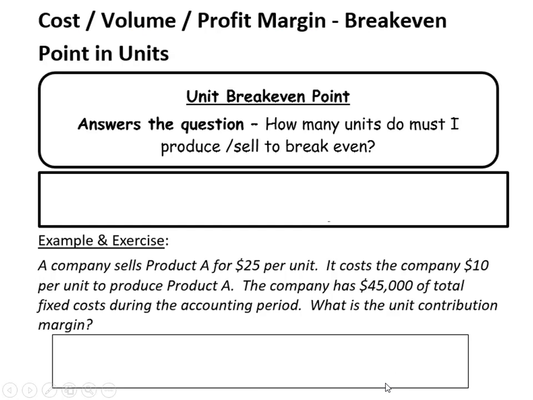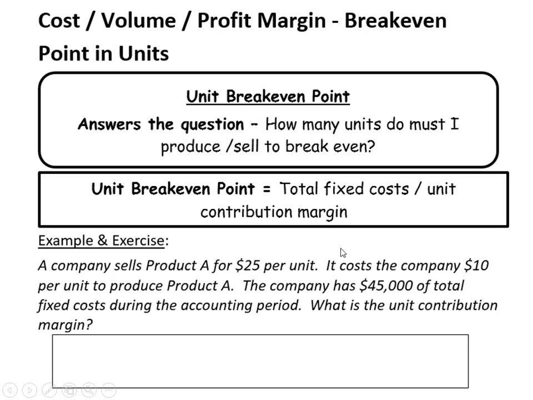Now we're going to take a few minutes and review the concept of break-even point again. And it answers the question, how many units must I produce and sell in order to break even? So the formula for this again is very simple. It's my total fixed costs divided by my unit contribution margin. So total fixed cost divided by unit contribution margin.